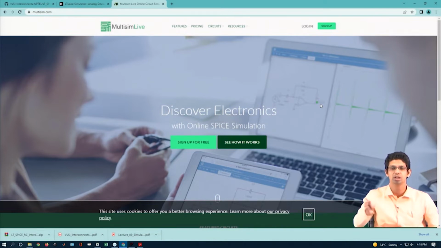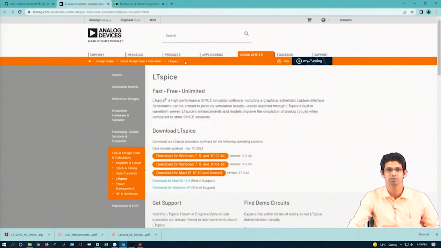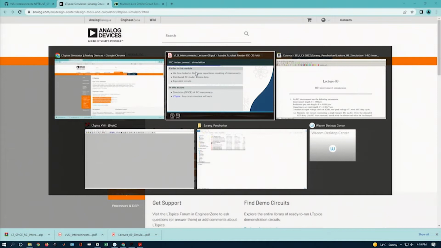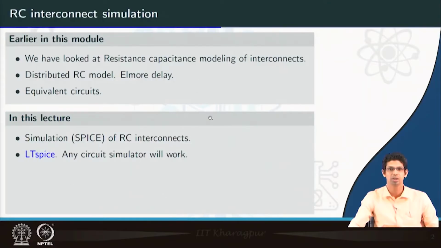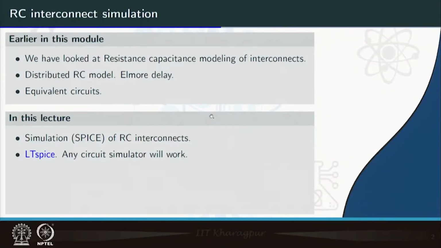So if you want to simulate an interconnect which you segment in say 10 segments or say 20, then it might be an issue. But other than that, you can test all the basic things with this software simulator as well. Again, as I said, there is nothing specific with the simulator, but I will be using LT SPICE.